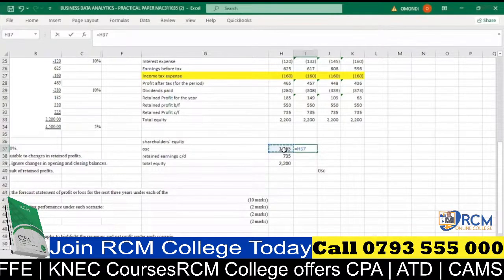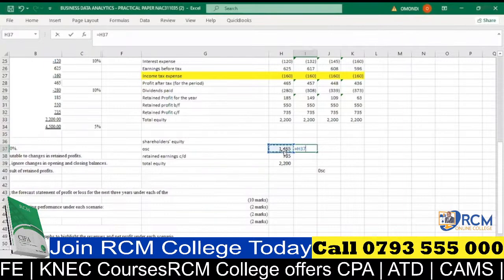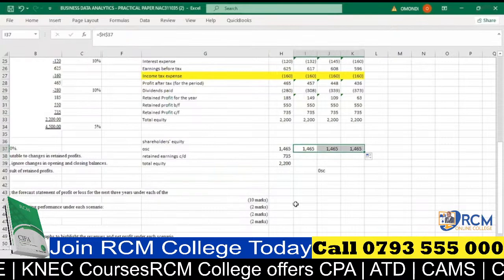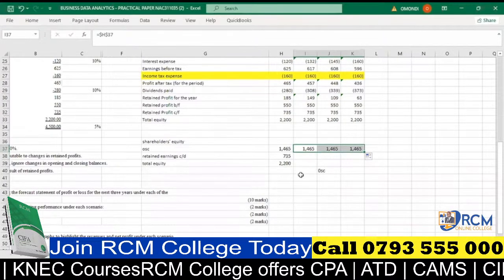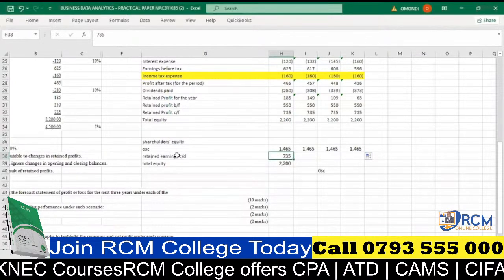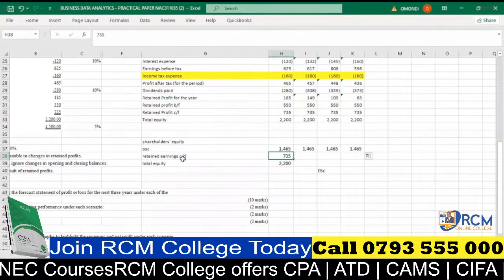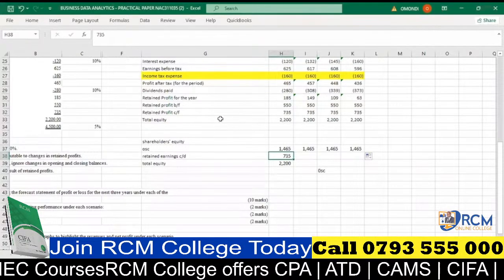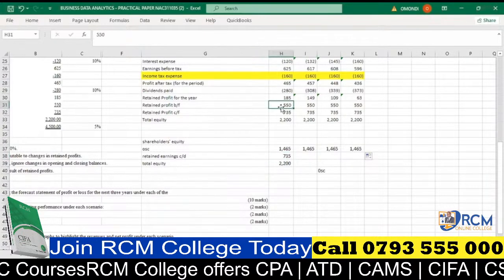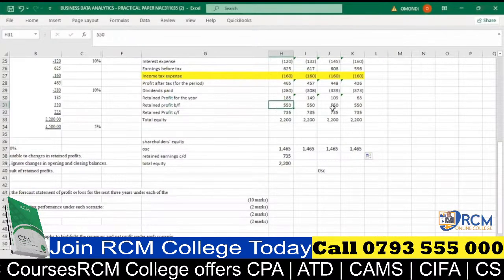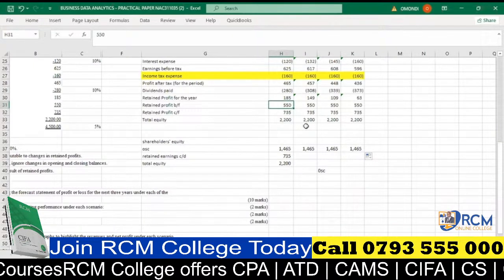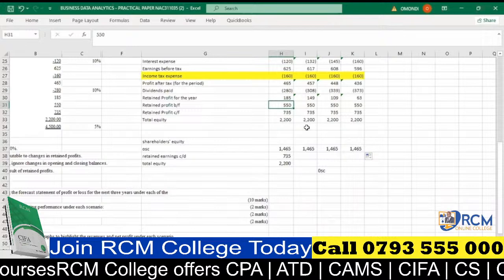So we get that, and we autofill it up to the last year, which is that one there. Then from there, we come to this area. We want to get the retained earnings carried down. And we said retained earnings carried down is the retained earnings brought down from the previous year plus the profit for the year. That is for 2022. Let us now come to 2023. So my question is, what are we going to indicate here?